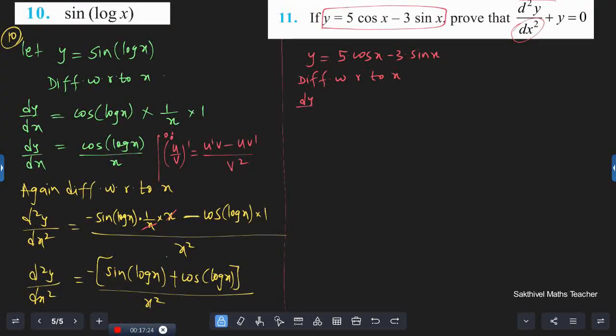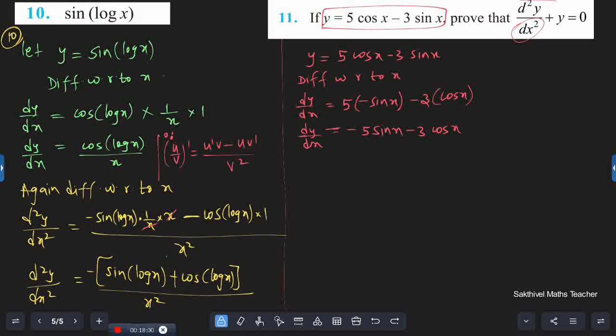When I differentiate, dy divided by dx is equal to 5 multiplied by the constant. Nothing will happen for it. Cos derivative is minus sine. Minus 3 into sine derivative, which is cos x. Now what is the simplification? Minus 5 sin x minus 3 cos x. That's it. This is dy divided by dx.